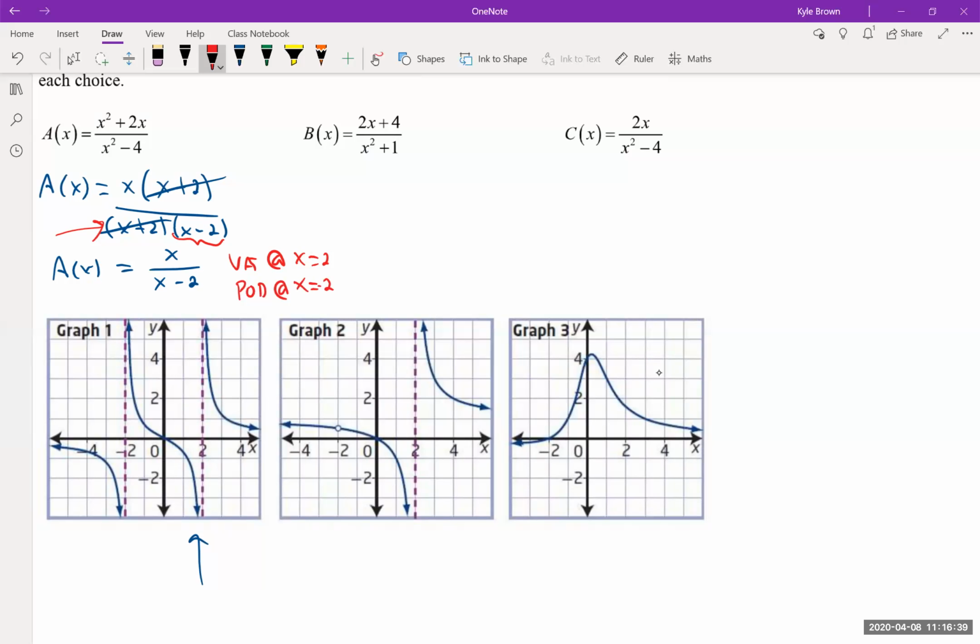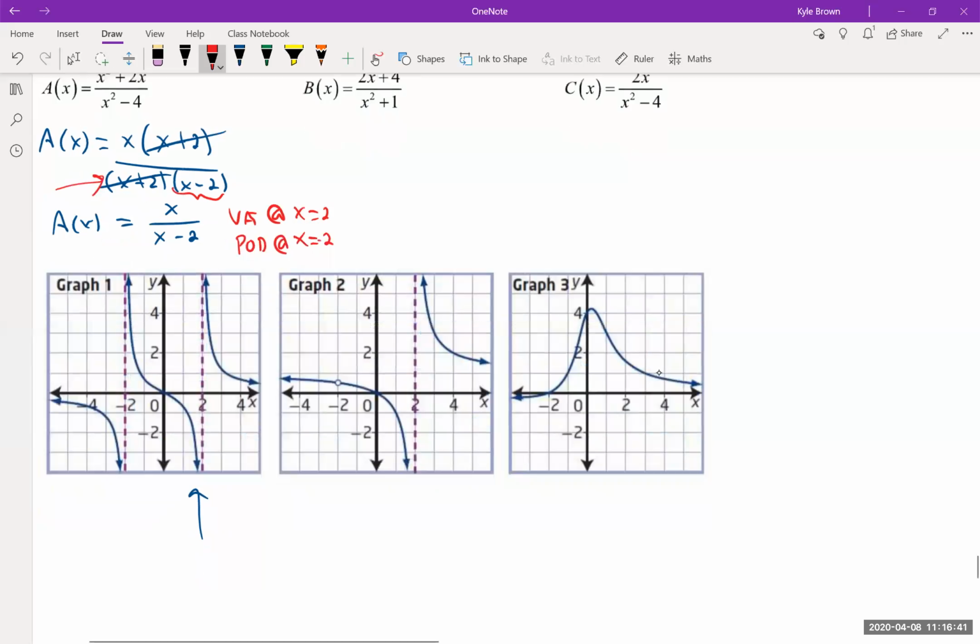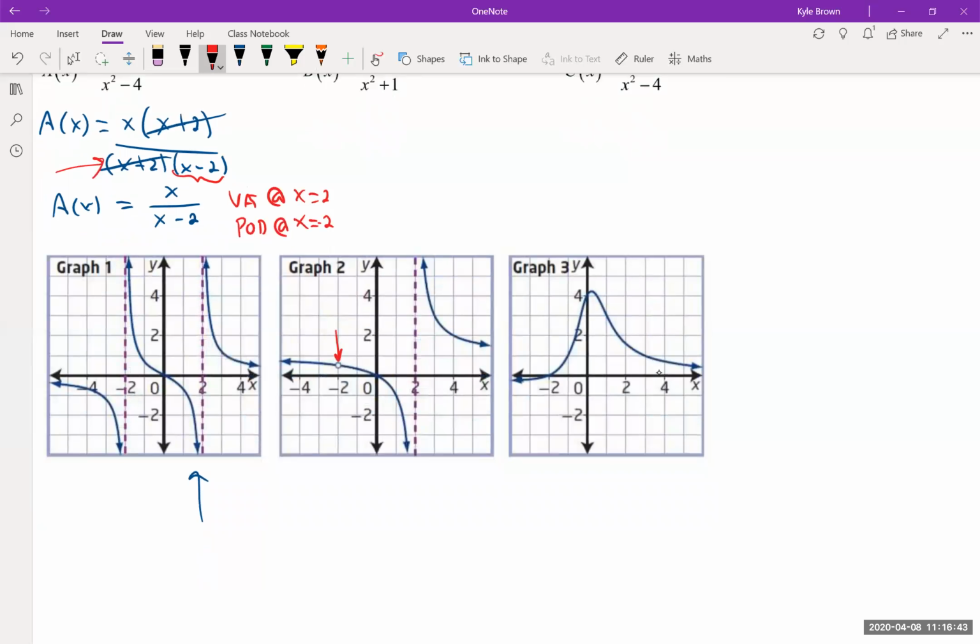Well, yeah, graph 2, right? Graph 2 has that. You've got a point of discontinuity at -2, and you've got a vertical asymptote at 2. So this would be A, right? This would be A of x would be this graph. That's the only possible one, right? Okay, so let's keep going with this.